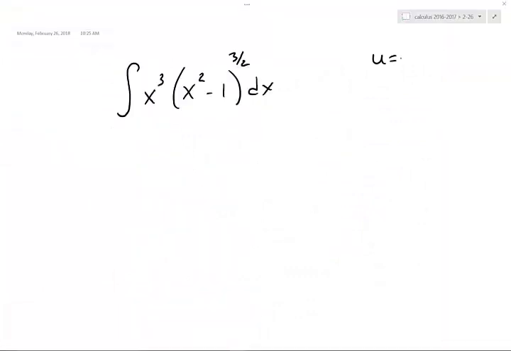So u is x squared minus 1. That's correct. U is x squared minus 1. So what's du? 2x dx. I like that. So u is x squared minus 1.